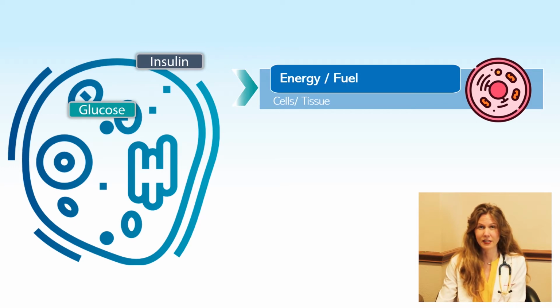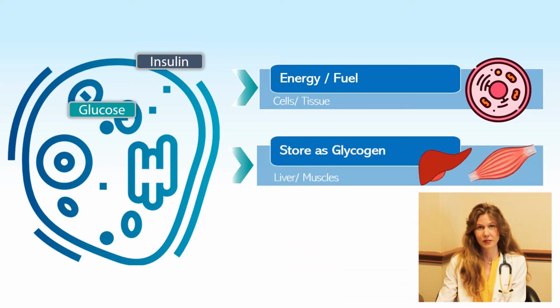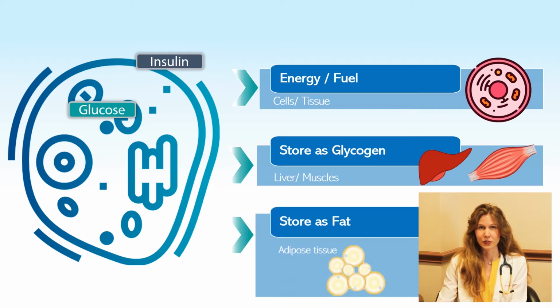When the body does not need to use the glucose as energy, it stores it as glycogen. It is stored in the liver and in the muscles. So imagine you're about to exercise. The body can utilize the glucose that's stored in the muscles for energy so that you can run or exercise however you want. It's also stored in the adipose tissue as fat.